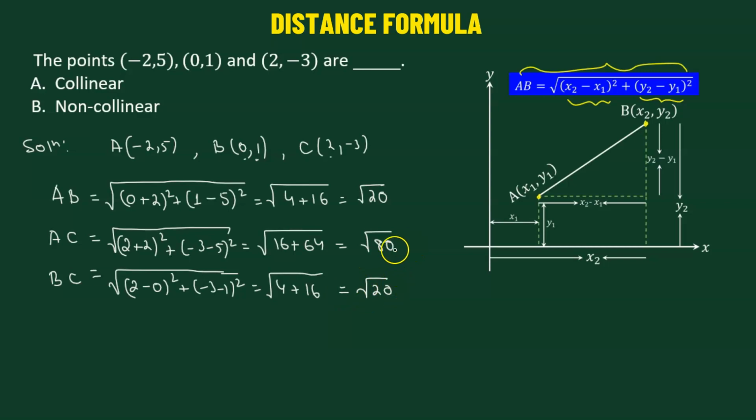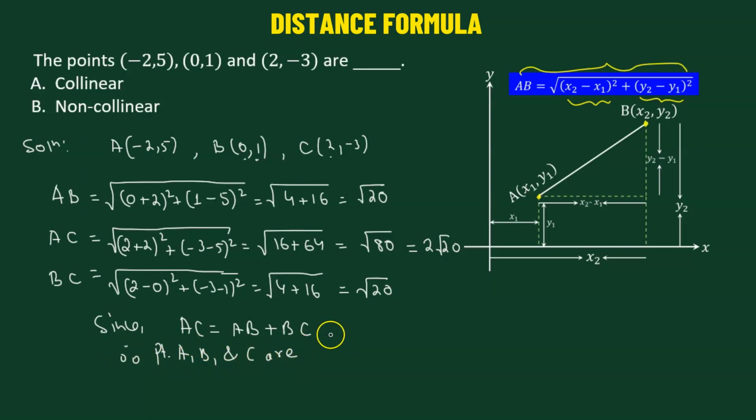Now the square root of 80 can also be expressed as 2 times the square root of 20. In doing so, we can see here that the length of AC equals AB plus BC. So this means that the points A, B, and C are collinear. Whenever this particular criterion is met, we say that the points must be collinear. So that means option A is going to be the correct answer.